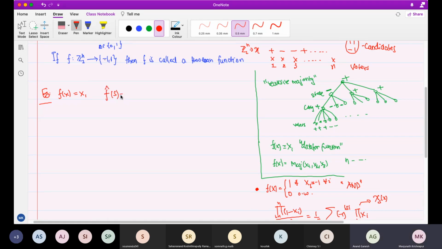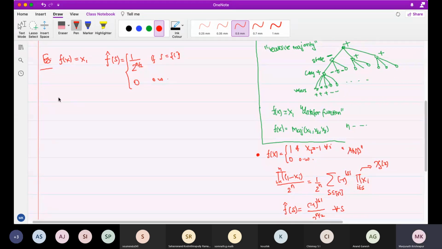The subset {1} has 1 and everything else has 0. F hat of s will be 1 by 2 to the n by 2, right, if s equals the singleton 1, and 0 otherwise. Whereas if you take something like, let's say, f of x to be some symmetric polynomial like a times (x1 plus up to xn) plus b times the sum over all pairs xi xj.